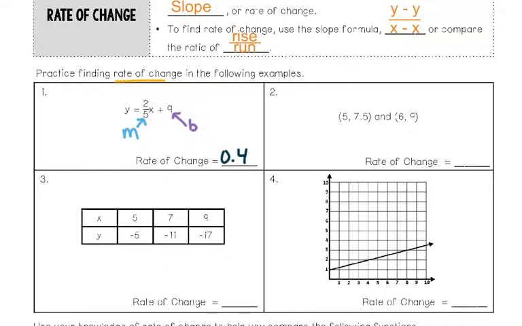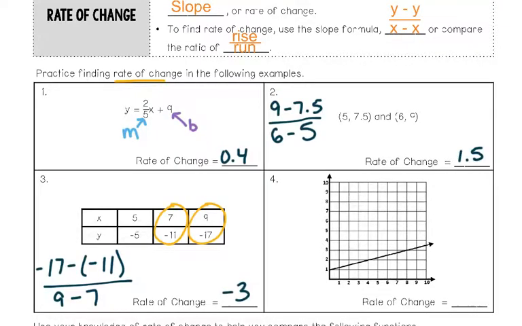So take what I just showed you about finding slope from points and from points in a table and try number 2 and 3 by yourself. Press play when you're ready to check. So you should have got 1.5 for number 2, and you should have got -3 for number 3.